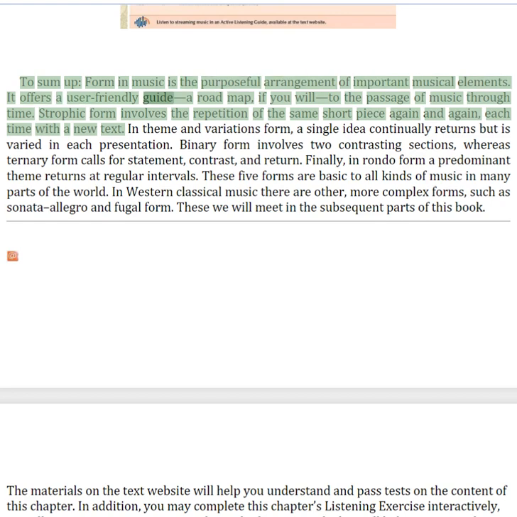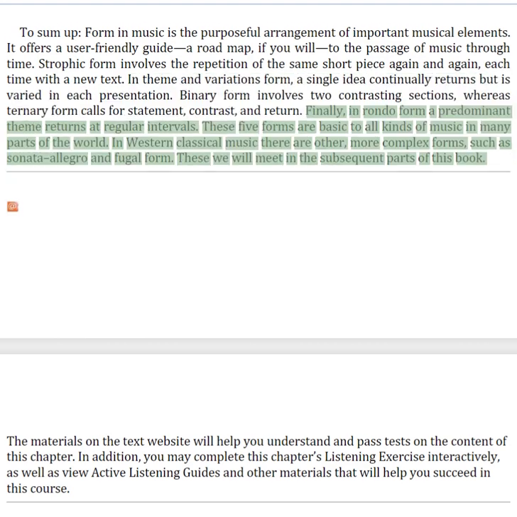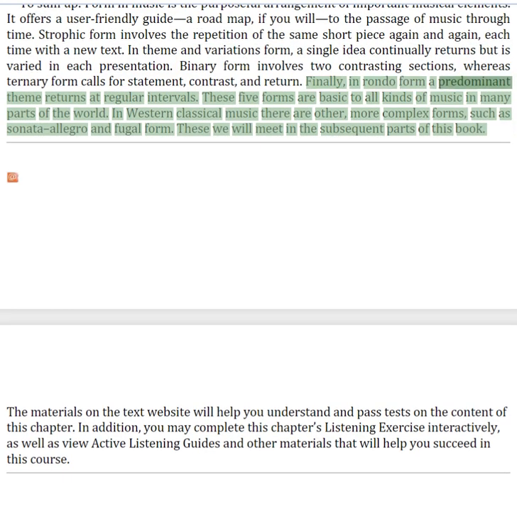It offers a user-friendly guide, a roadmap, if you will, to the passage of music through time. Strophic form involves the repetition of the same short piece again and again, each time with a new text. In theme and variations form, a single idea continually returns but is varied in each presentation. Binary form involves 2 contrasting sections, whereas ternary form calls for statement, contrast, and return. Finally, in rondo form a predominant theme returns at regular intervals.